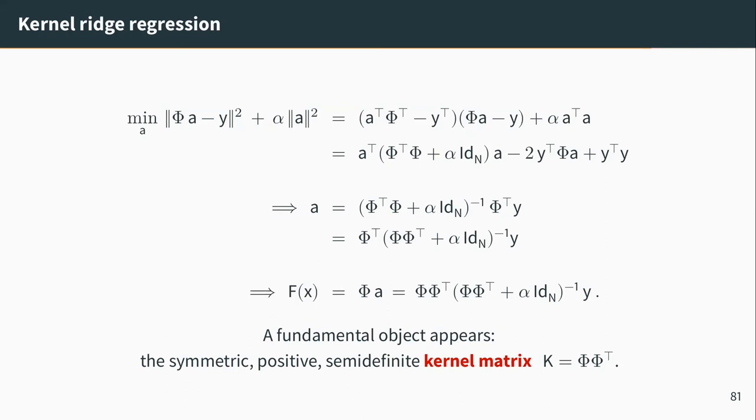And if I'm able to compute K, I'm able to compute K plus alpha times the identity. Then I'm able to solve this linear system, and I'm able to compute K times the thing. So now, from an algorithmic perspective, the only thing that matters is how fast can I compute K, the matrix which has n rows, n columns, and whose coefficients are given by this formula. K equals phi phi t.